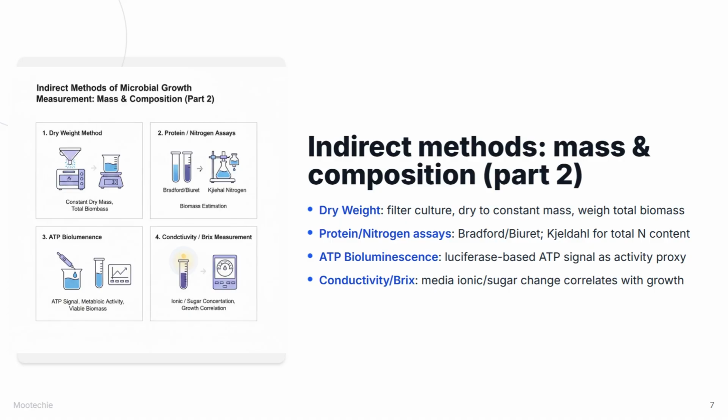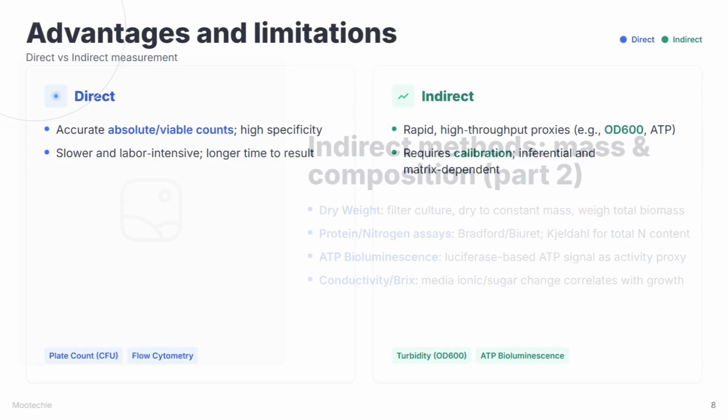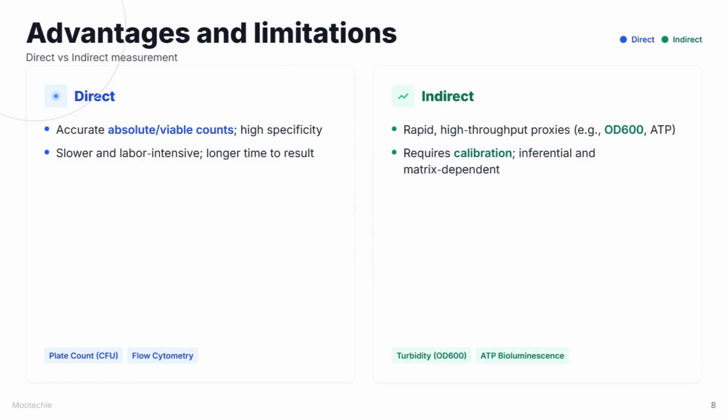Third is ATP bioluminescence. This uses a luciferase enzyme to produce light in the presence of ATP, a direct signal of metabolic activity and viable biomass. Fourth is conductivity or Brix measurement. These track changes in the ionic strength or sugar concentration of the media, which often correlate with microbial growth. These methods are useful when you need to measure total biomass or specific cellular components, especially when direct counting is difficult. It's important to understand the advantages and limitations of direct versus indirect measurement.